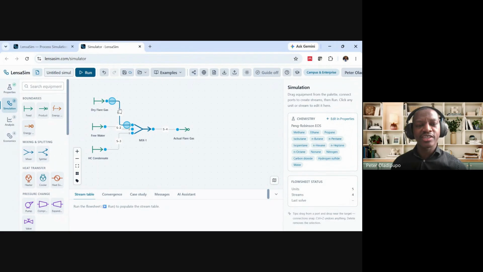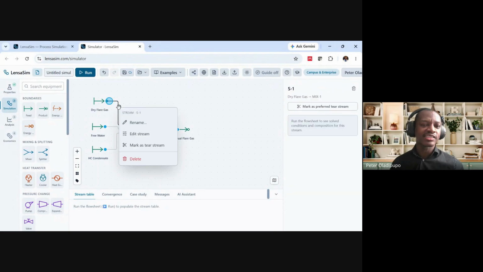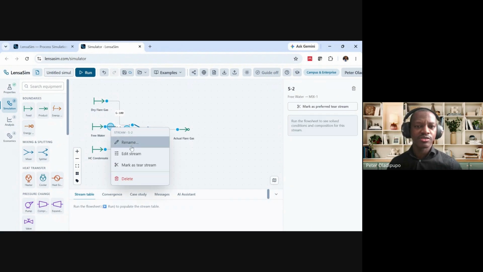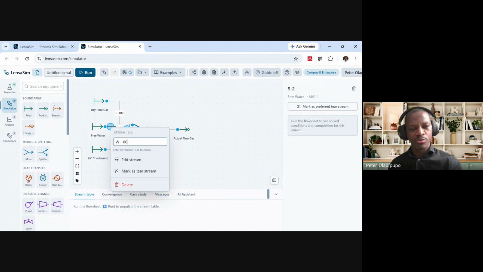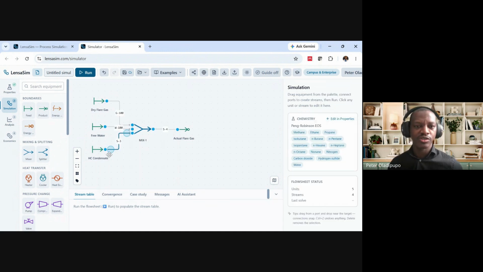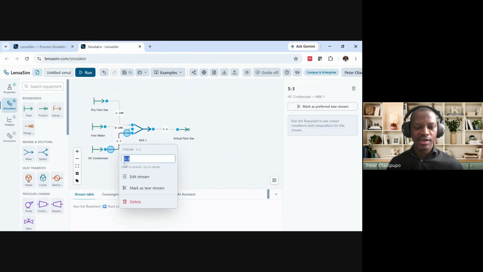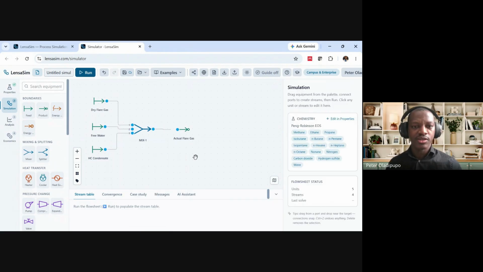So for the gas stream, we're going to name it starting with the letter G, and then 3 numbers, right? 100. For the water stream, we're going to name it starting with W, 100, same. The next one will be 101, and so forth. For this one, we'll name it H at carbon 1.